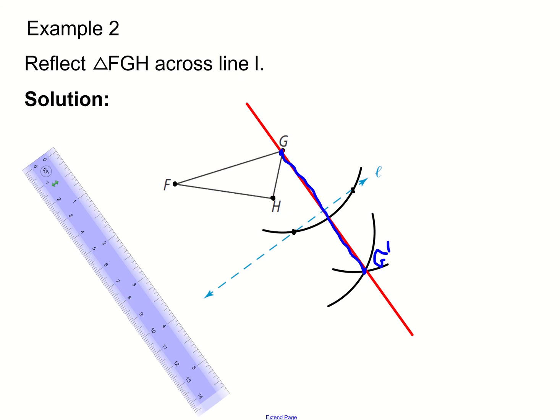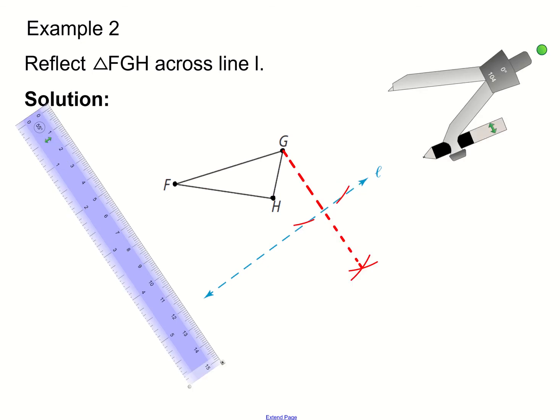This blue part right here is what I'm interested in, and this is my perpendicular line segment. Notice it forms a right angle, and the distance from here to here is the same as the distance from here to here. And so now I essentially reflected G on the other side. Let's go ahead and show you this process. I'm going to clean this up a little bit. And so there you go. That's my line segment that is perpendicular to the line L, the line of reflection.